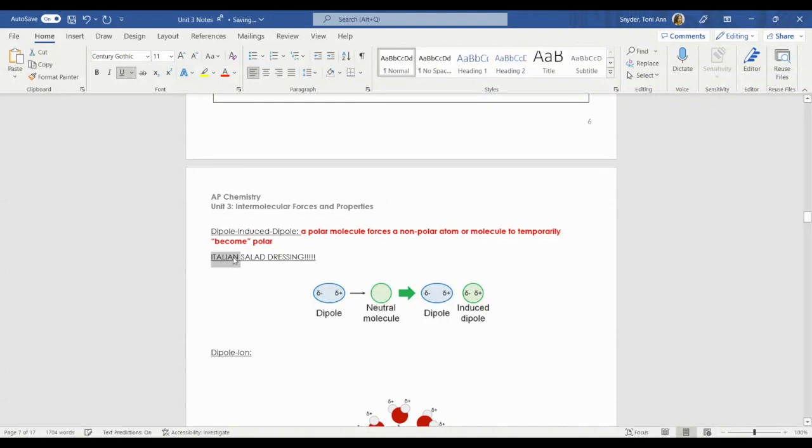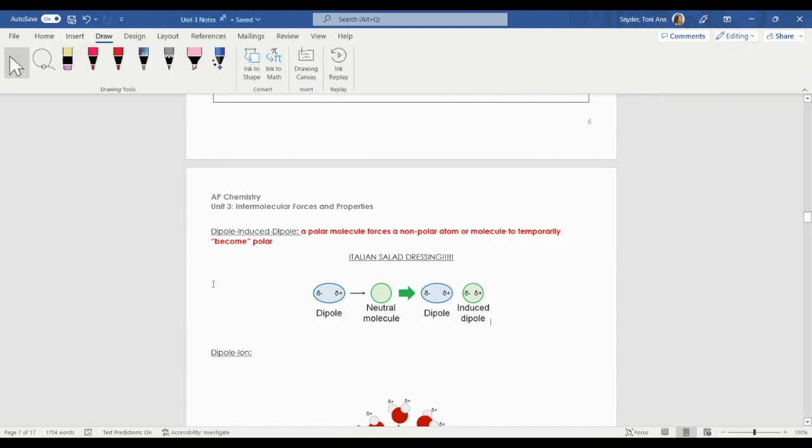Okay, so you have Italian salad dressing. It's got the oil, it's got the vinegar. They stay separated, right? That's because vinegar is a very polar molecule. Vinegar has oxygens in it. So let's put down here, vinegar would be the molecule that has the dipole, whereas the neutral molecule would be oil.